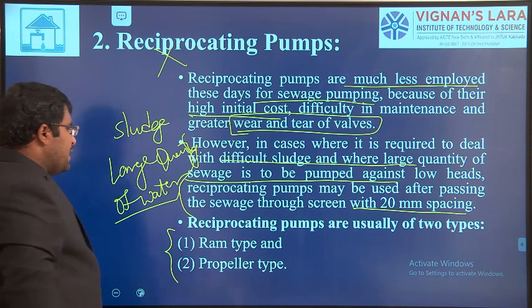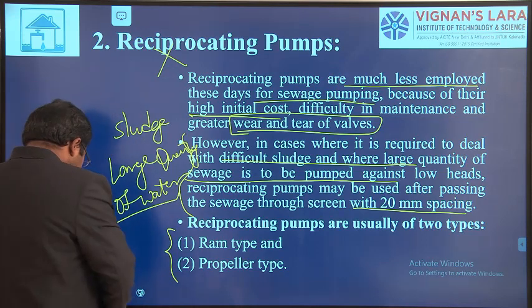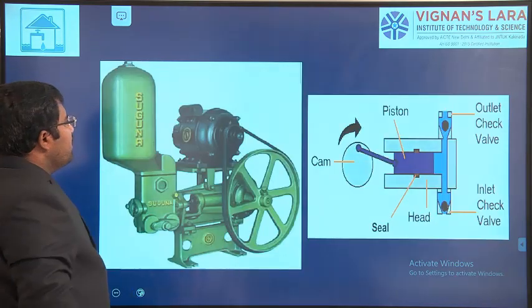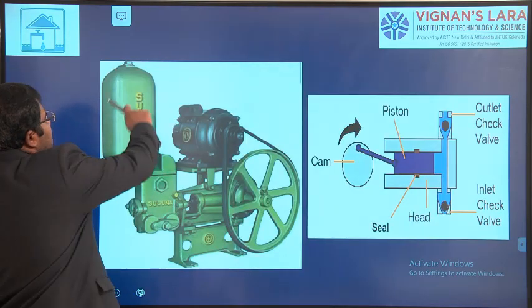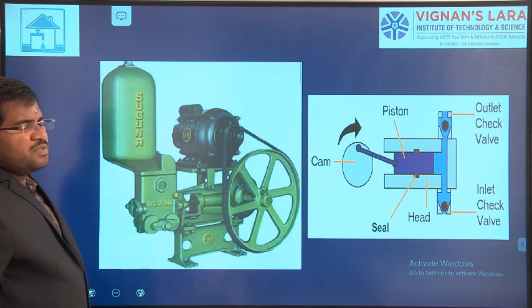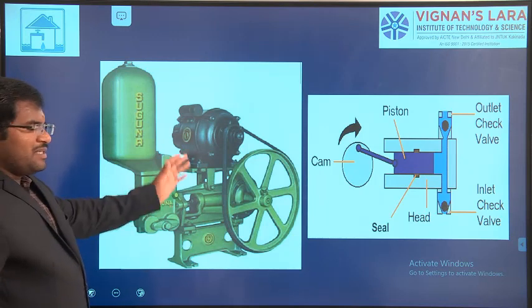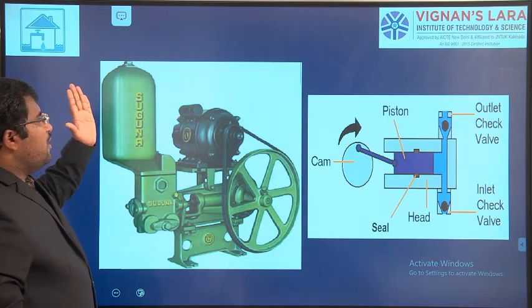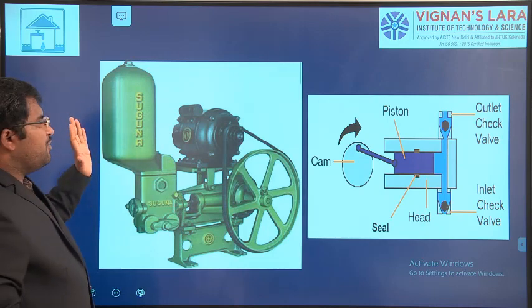One is ram type, another one is propeller type. We will see one by one, okay. Next, here you can see this is the normal reciprocating pump. We see this in your homes, right, for lifting the water from the sump of your home to the tank at the roof level of your house, okay.